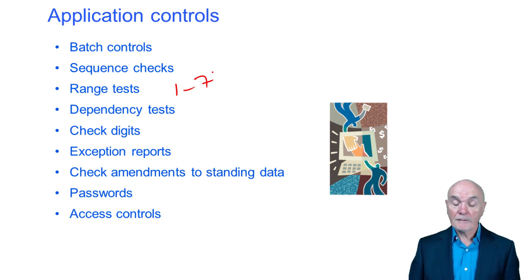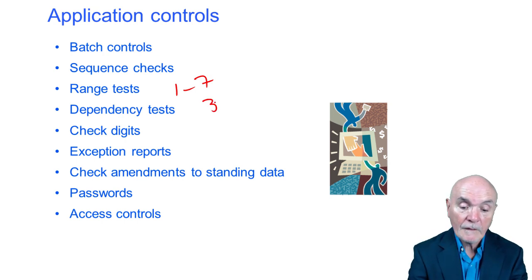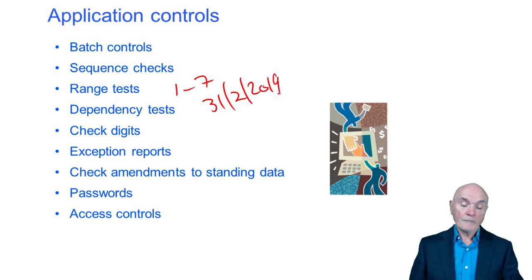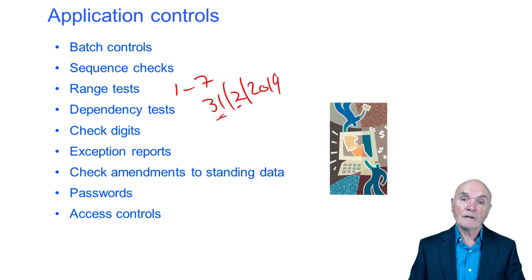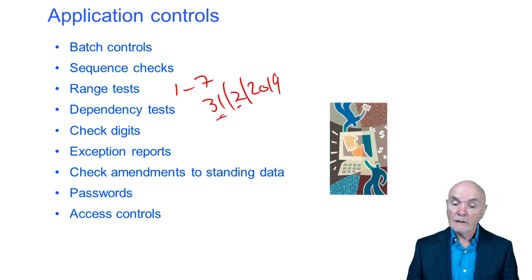A dependency check. We know that if you're doing days of the month, you can get up to 31. But if you say 31/2/2019, that's obviously wrong, because this bit of data depends on that bit of data. Nothing wrong with either of them on their own, but as a relationship that you expect to be held.